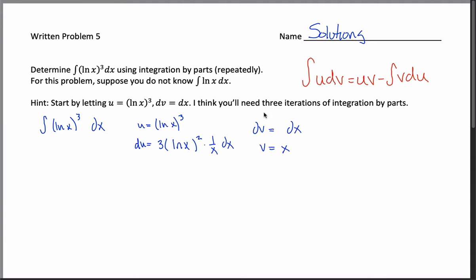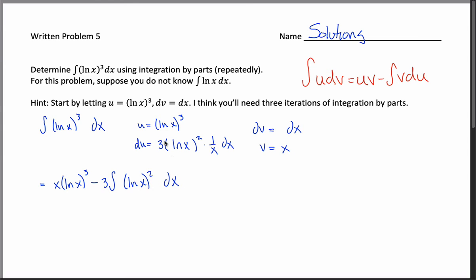With these 4 parts, I can use my integration by parts formula. My integration by parts formula tells me that the integral of u dv equals uv. Here's my u and here's my v. Minus the integral of v du. So here's my v and here's my du. Oh, that works out kind of nicely, huh? Because the v and the du, the 1 over x and the x, will cancel each other out. So I can pull the 3 out in front and just say what's left is the integral of the natural log of x squared dx.